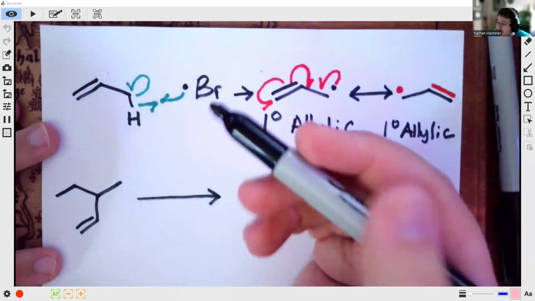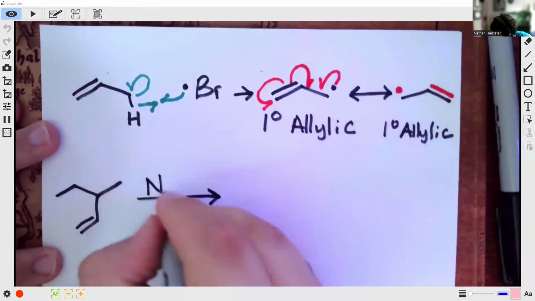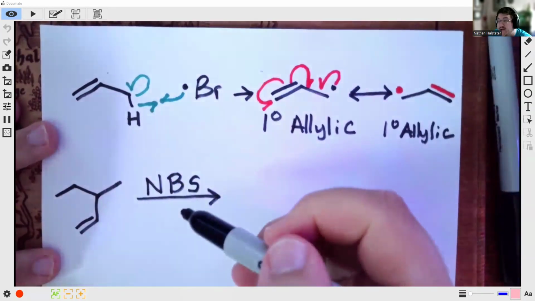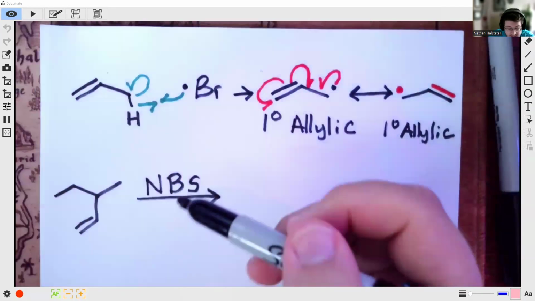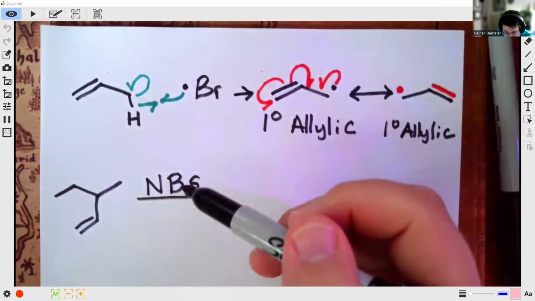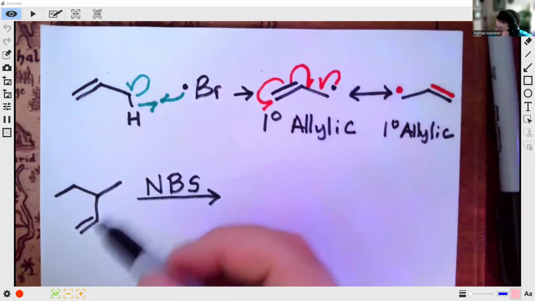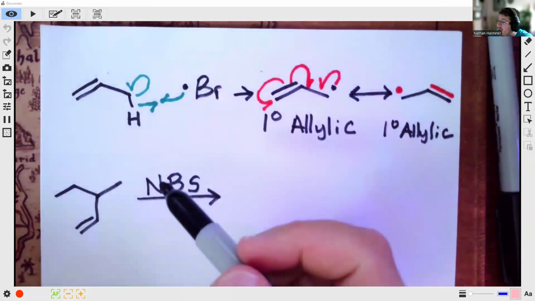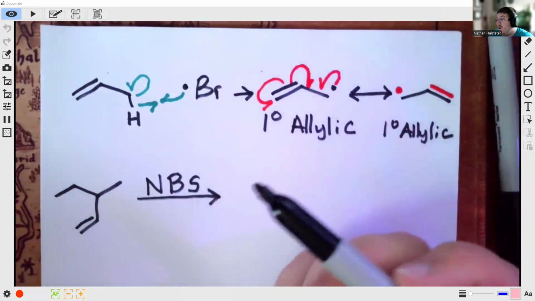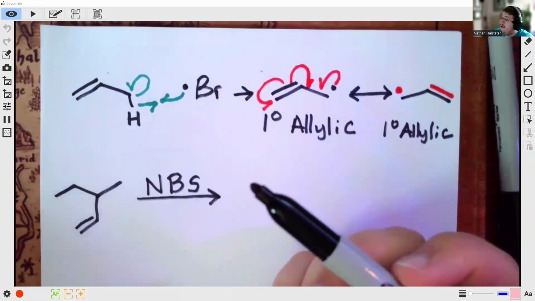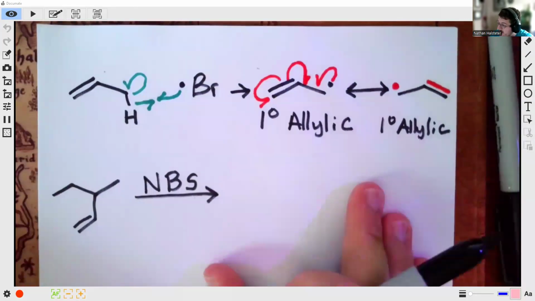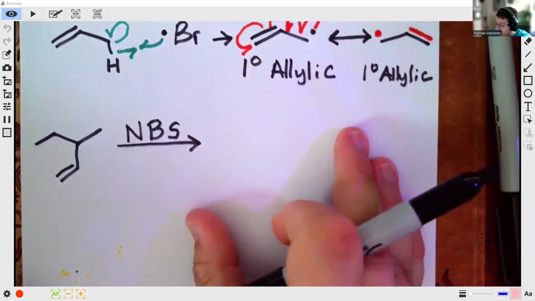There's a much safer alternative called NBS. When you see this, and you will see it, do not freak out. It is the same thing as heat and light. So we can use NBS on this. It's going to do the same reaction as if it were to be Br2 and heat and light. So pause, practice. What would our products be for this reaction? You're going to have two products due to resonance. So give that a try. Pause the video.